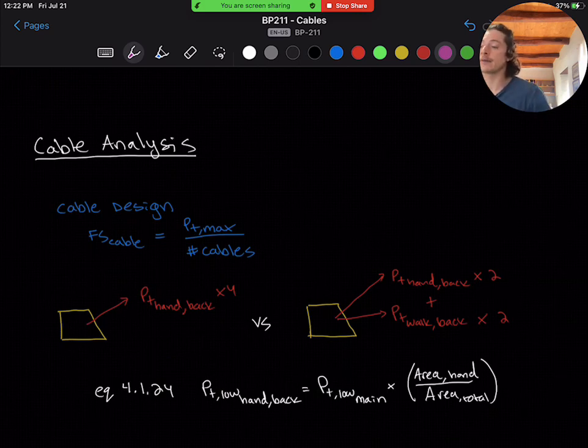Almost 100% of the time we'll be using the same cables for the walkway and handrail, but in the rare case that there are different cable sizes, it is good to use area to split how much force will flow into each cable just in case you do need to change this. And I've written this equation down below for you.